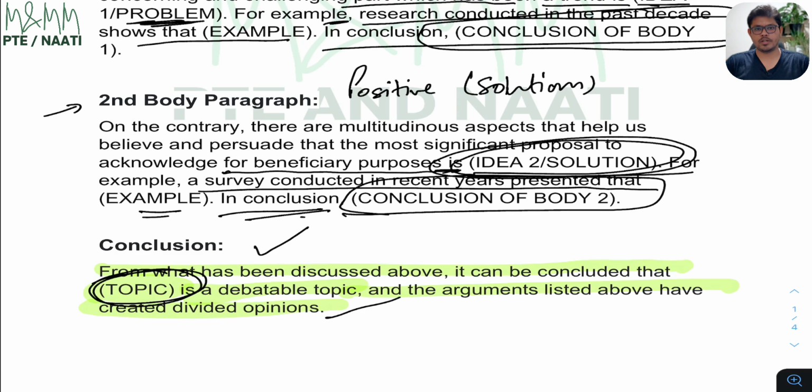Negative body 1, positive body 2, and introduction and conclusion. Wherever you see topic, write down the essay title. I hope this will help you. One single template for all 3 types of essays. This template is there in the description below. Once you click on the description below, there will be a link. Click on the link, download the template, write it down in your notebook, take a printout. You can do whatever you like, whatever is convenient for you. Memorize it, use it, and we are 100% sure that this will give you a perfect score in writing.